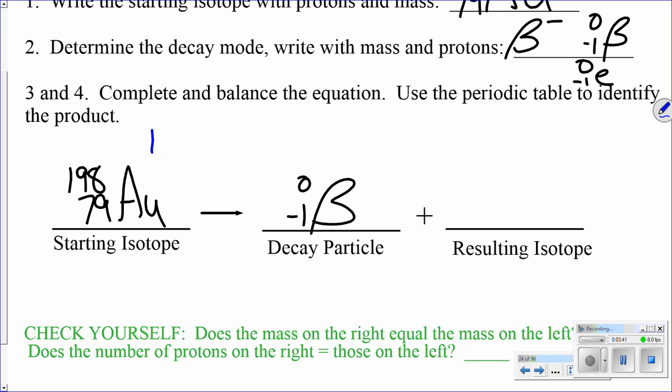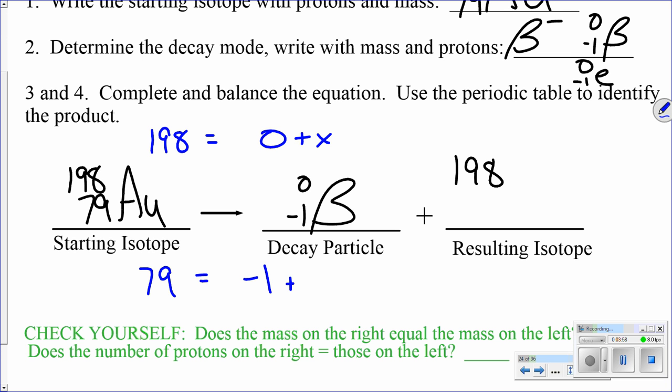So we have on top 198 equals 0 plus x, so we're keeping 198 on top. A beta particle has such small mass that it is essentially like an electron. It is negligible. On the bottom, we're going to have 79 equals negative 1 plus x. So what we're really doing here is we have to add that 1 to both sides. So on the other one, it looked like we were always subtracting. We are subtracting here. We're just subtracting a negative.